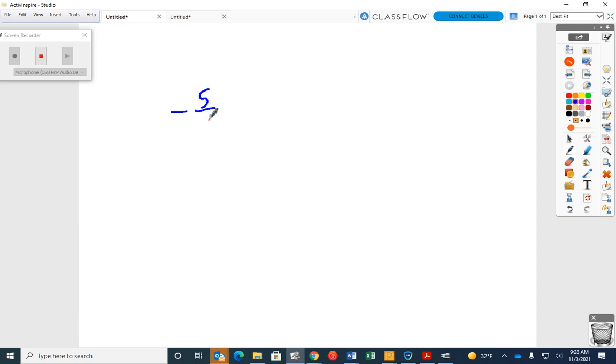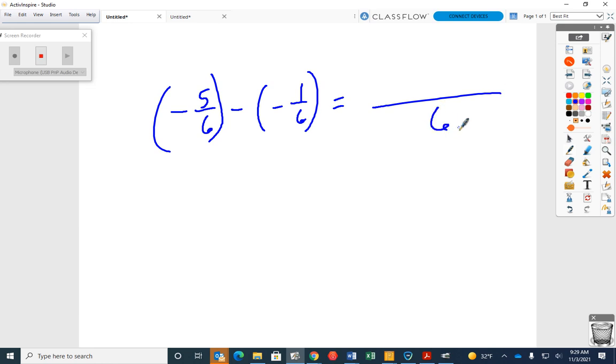Negative 5/6 minus negative 1/6. Try that one. When you get an answer, raise your hand. Lucas, you already have an answer? Holy cow, man. So, what do you notice about this? They're both negatives. Can I use 6? Yeah? Okay. All right. Chase.